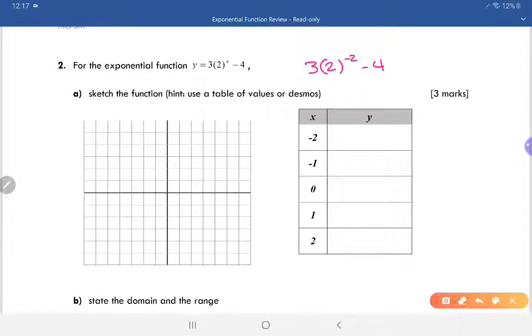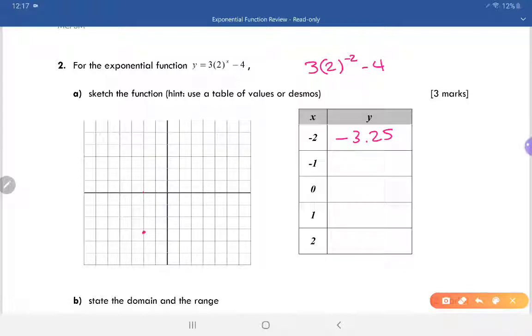If you choose to do it that way, make sure you do exponents first, then multiply by 3, and then subtract 4. Or if you type it in one step on your calculator, you would just type it in exactly like that, to the power of, make sure you're putting it to the power of negative 2, and your first answer is negative 3.25. So when x is negative 2, y is negative 3 1/4, which would be right there.